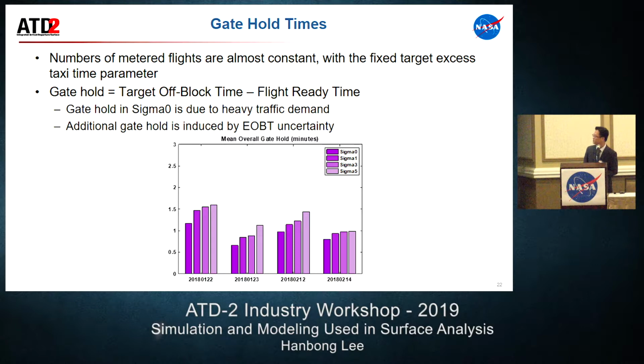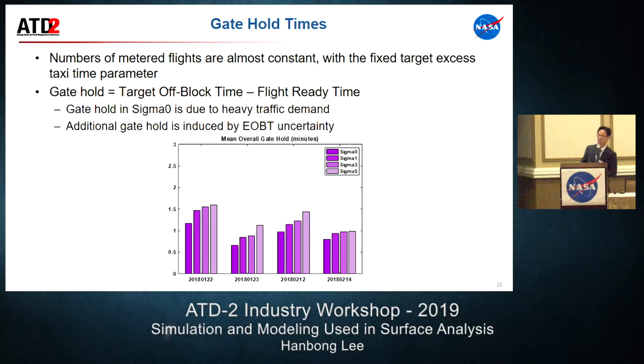flight ready time. And this graph shows the mean overall gate hold time in minutes for all the departures in the scenario. And in each scenario, the first bar in purple color shows the sigma 0 case. So with the perfect UVT values, we still have some gate holding time because of the heavy traffic demand in the scenario. And as the UVT uncertainty increases, then we see the gate holding time also increases because of the uncertainty on the UVT data.